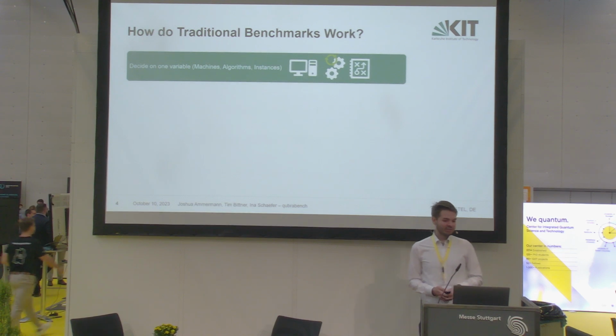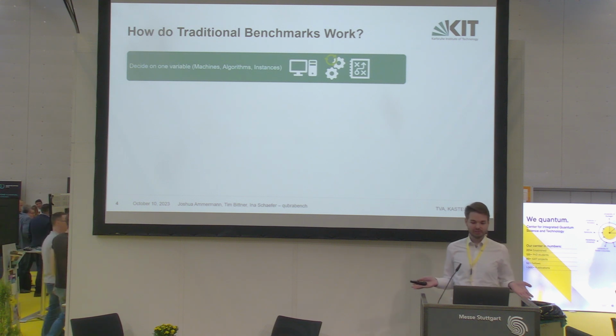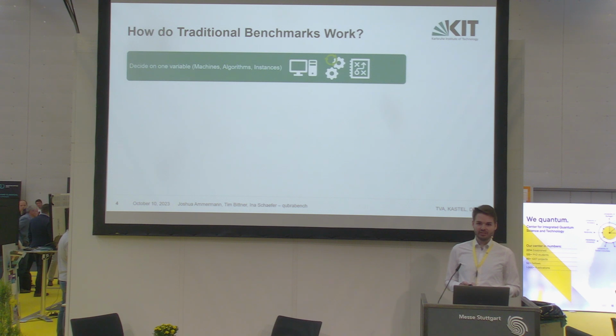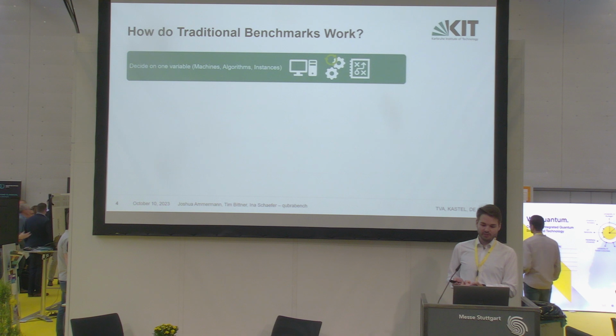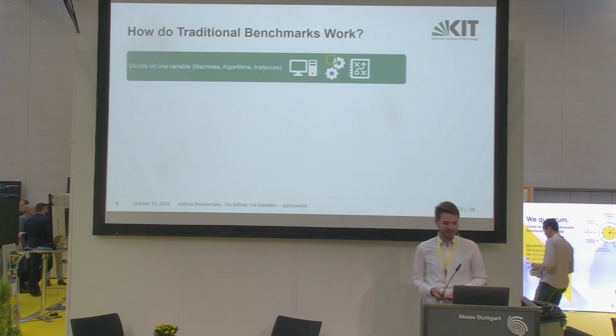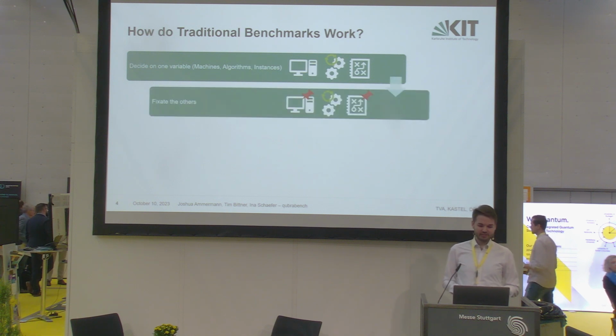So how do traditional benchmarks work? Traditionally, you need to decide on a single variable that you want to benchmark. You have this whole complex system which consists of machines, where you can vary the kind of computer that you run your program on. You can also change out algorithms: do you want to solve your problem with this or with that algorithm? And also the problem instances change, of course, because it matters if you have a delivery problem with 24 cities or 24,000. What you need to do is decide on one variable and then fixate all the others.